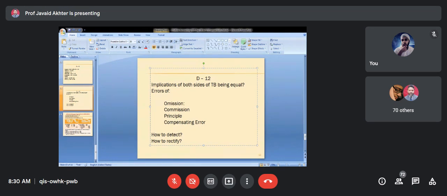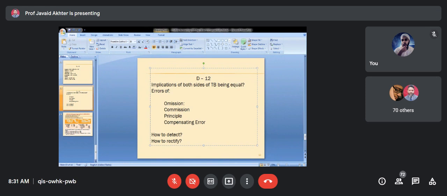We have another error known as error of principle. But before I explain error of principle, we once again go back to error of omission. In books, you will find this under two headings: error of omission and also error of repetition.